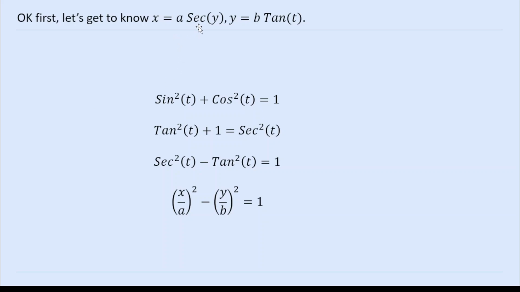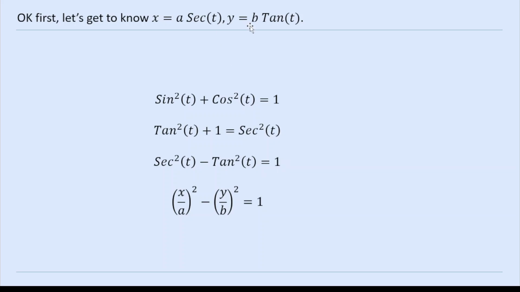Let's get to know x equals a sec t. I wrote y there, but that should be a t, shouldn't it? We can correct this in real time. x equals a sec t, y equals b tan t. So we know this, sine squared plus cos squared equals 1. Divide everything by cos squared. That tells us that tan squared t plus 1 equals sec squared t. And then if we swap sides and take tan squared away from both sides, it says that sec squared t minus tan squared t equals 1.